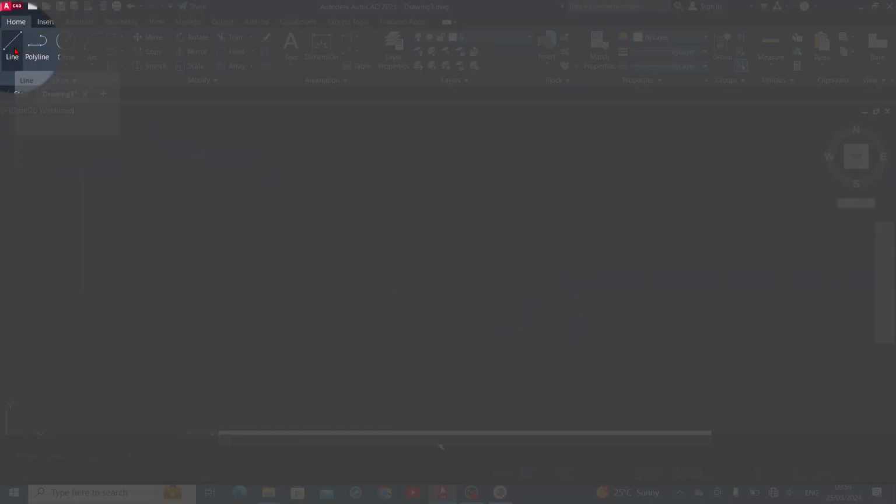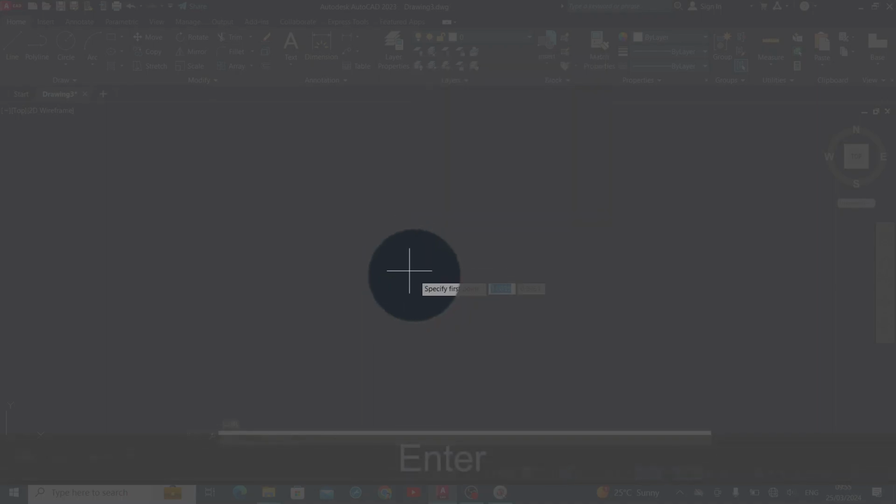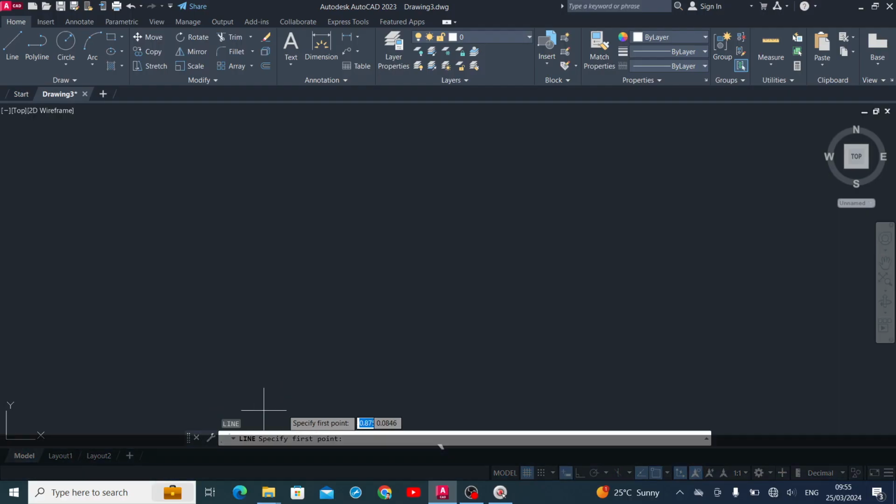Here is your line command in the Home tab, in the Draw panel, in Line. Or else what you can do, just type L. L is the shortcut for line. In AutoCAD we have this easy thing, we can access anything we want by typing that letter. So L is the shortcut for line. L, enter. L, enter activates the line command.